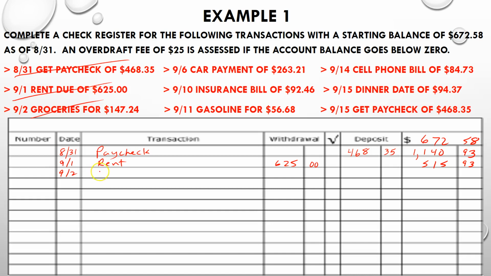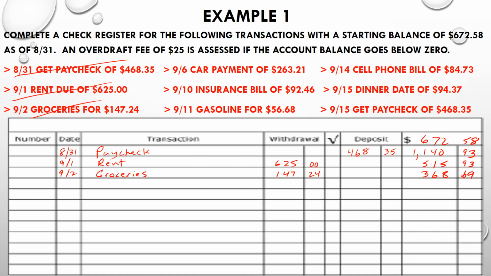All right, the next transaction, the next day on 9/2, I go to the grocery store and I buy groceries. So, just put in groceries, or if you wanted to put in Ralph's or Albertsons or something, I suppose you could do that. But I'm paying money for those groceries. They're not paying me. So that money is going to get taken out of my account. So that's a minus. That's going to get subtracted. So it is a withdrawal. I have to withdraw money from my account to pay for those groceries. So I'm going to take my $515.93 and subtract $147.24, and my new balance is $368.69.